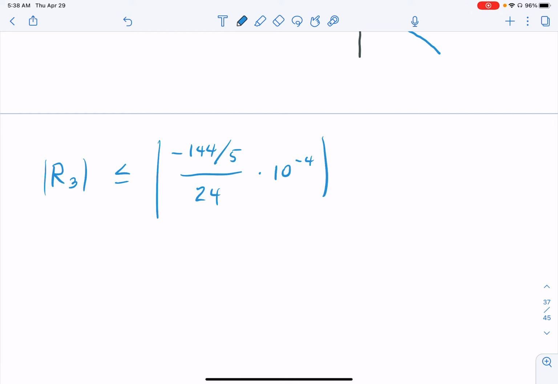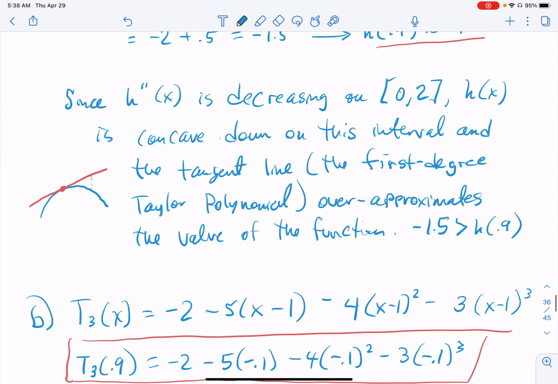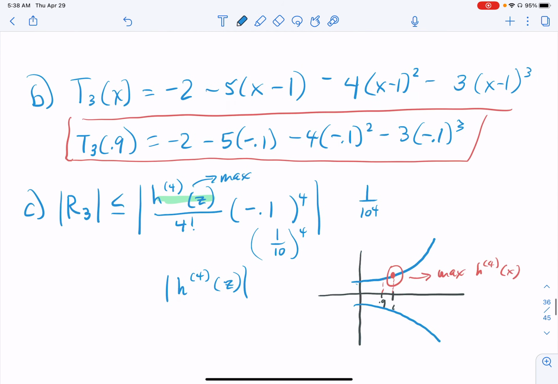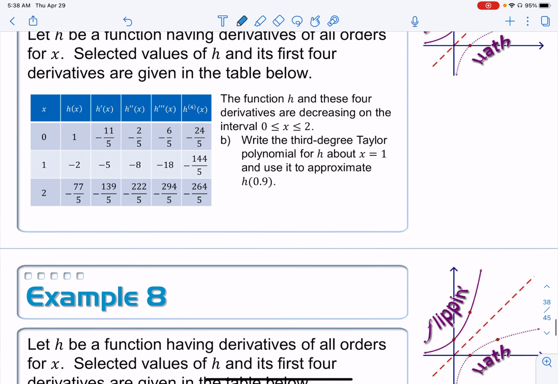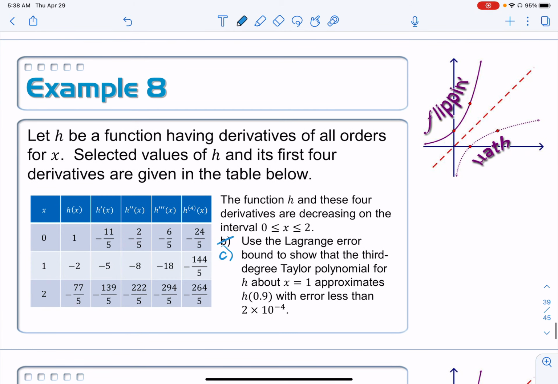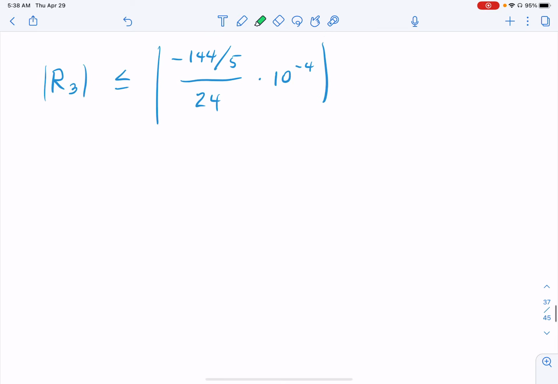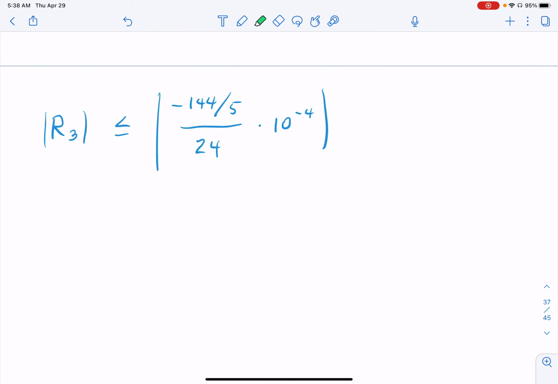All right, now what we want to do is just basically try to simplify this, because remember, we have a number that we have to show that it is less than. It's all the way down here. It's got to be less than this guy. So I do have to do a little bit of arithmetic to fix this thing. The negative is going to be gone. I have 144 divided by 5 that we're going to divide by 24, which is the same thing as multiplying by 1 over 24.